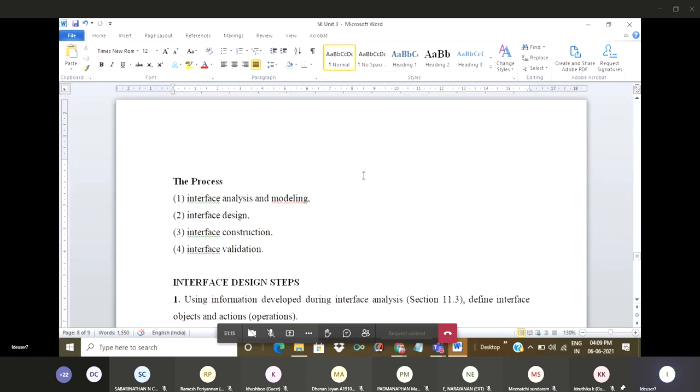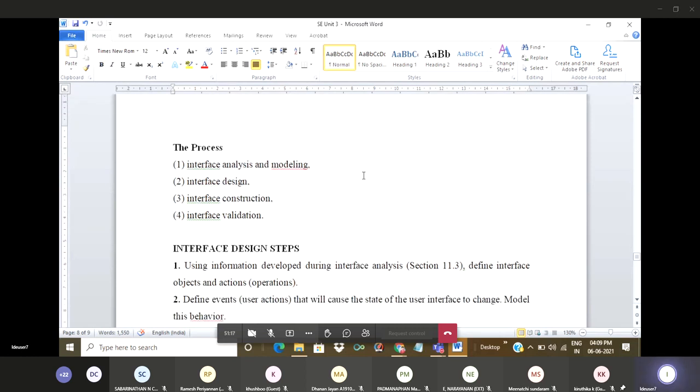So we have certain processes. One is interface analysis and modeling. Second is interface design. Third is interface construction. Fourth is interface validation. So these are the processes of user interface design.